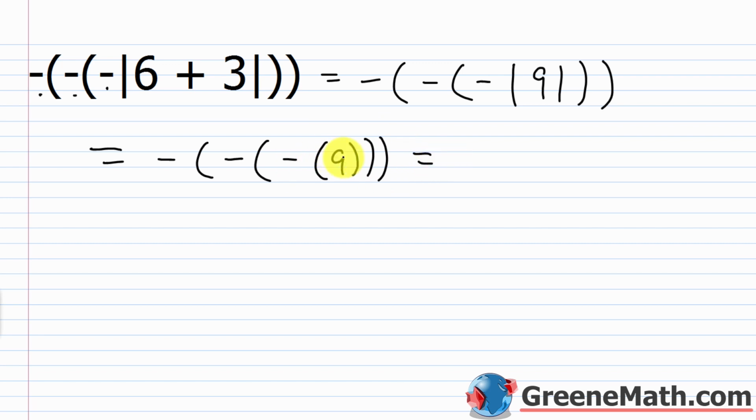And now we would just go through and take the opposite. So the opposite of 9 would be negative 9. So we'd have the opposite of negative 9. Then take the opposite of negative 9, you get positive 9. So the opposite of positive 9. And then the opposite of 9 is just negative 9.